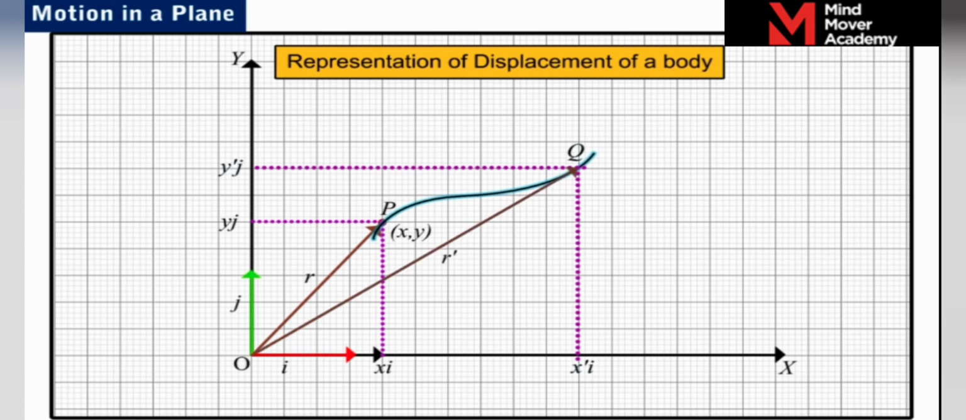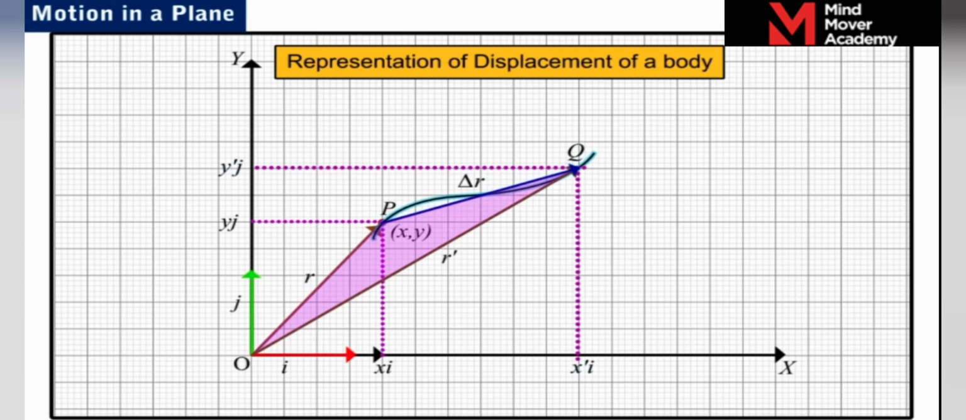R and r dash are the position vectors at points P and Q respectively. Join P and Q with a straight line. Display an arrowhead at Q. This line PQ with its arrowhead represents the displacement vector delta r.